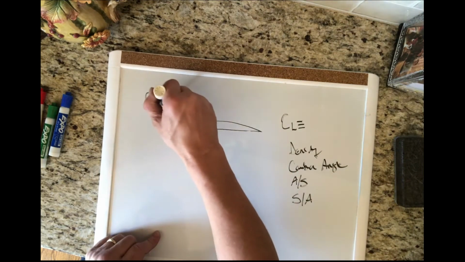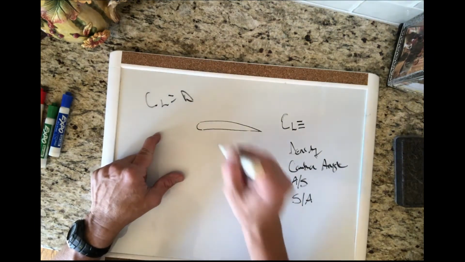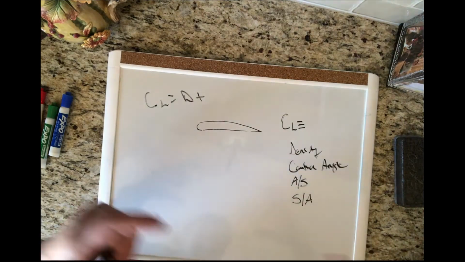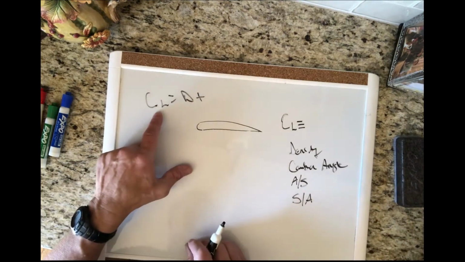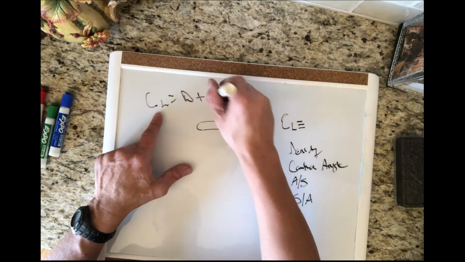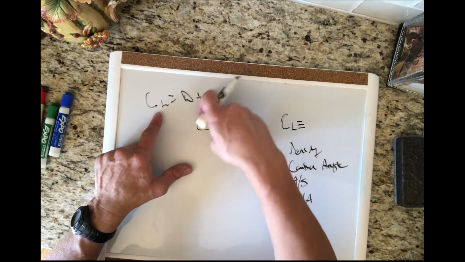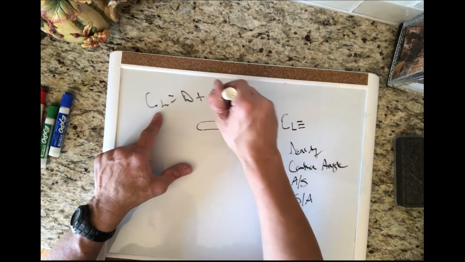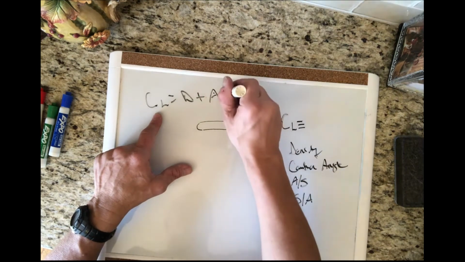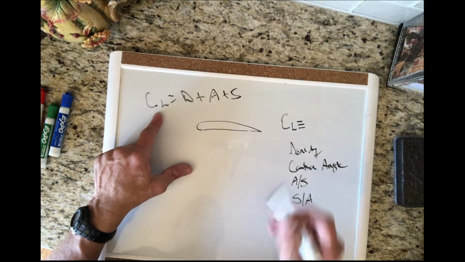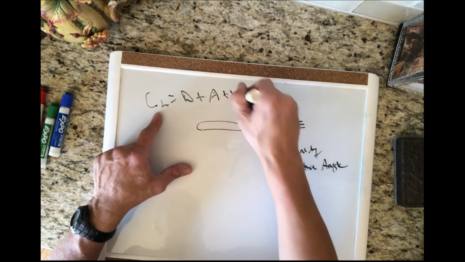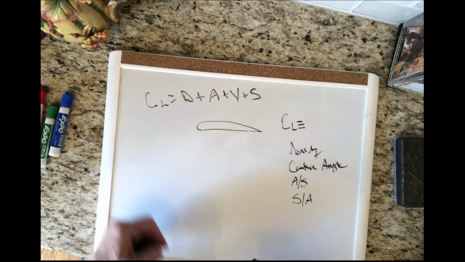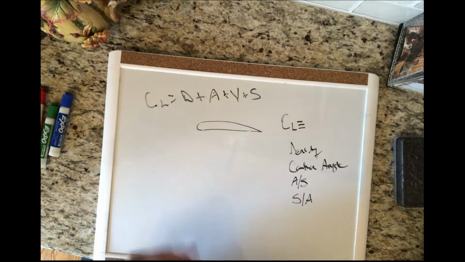So if I have the coefficient of lift, I'm going to use D for density. I'm going to use a plus sign. Again, that doesn't mean we're adding these things. It just means together they impact lift. Let's just use A for camber angle. And then we're going to have speed, or velocity is another term, so I'm going to use V. So we have density, camber angle, and then surface area. Let's just use S for surface area, although A would probably be a better choice. We're just going to leave it at that.